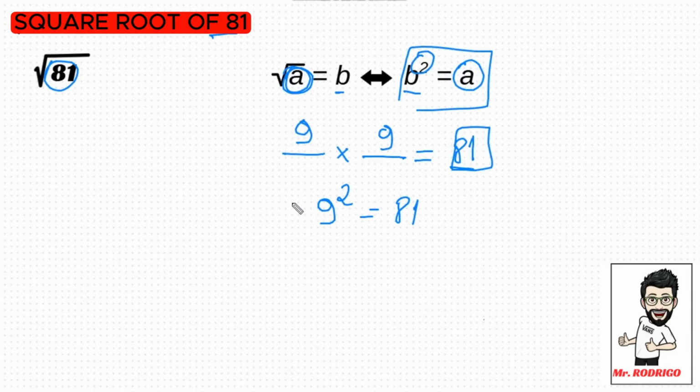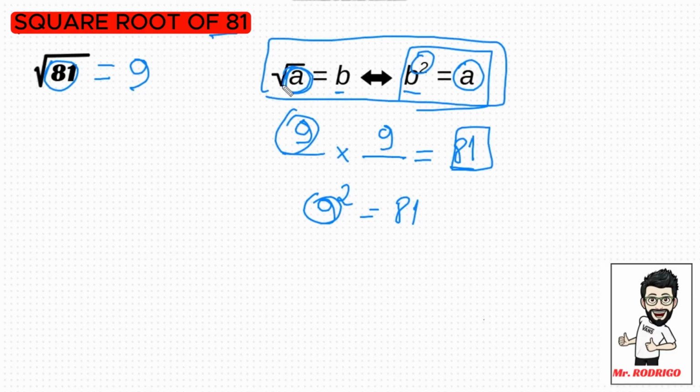Therefore, we can say that the square root of 81 is 9. So, we solve this quickly and simply, just by applying the definition of the square root.